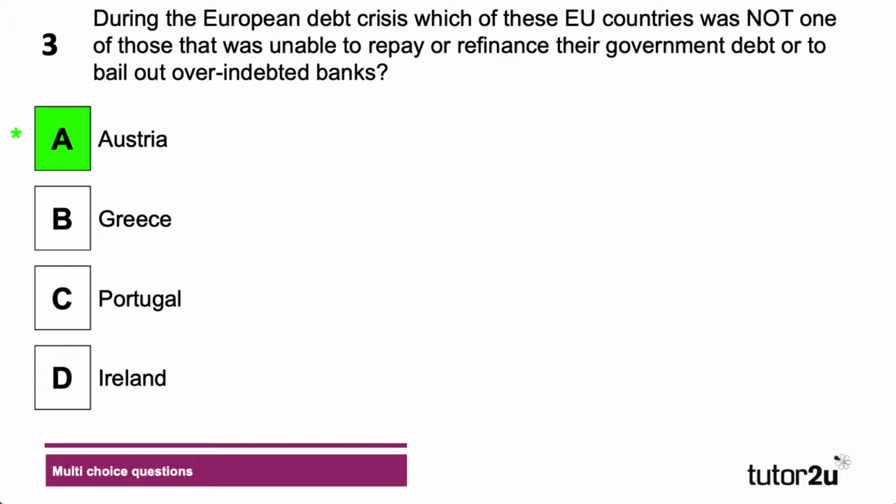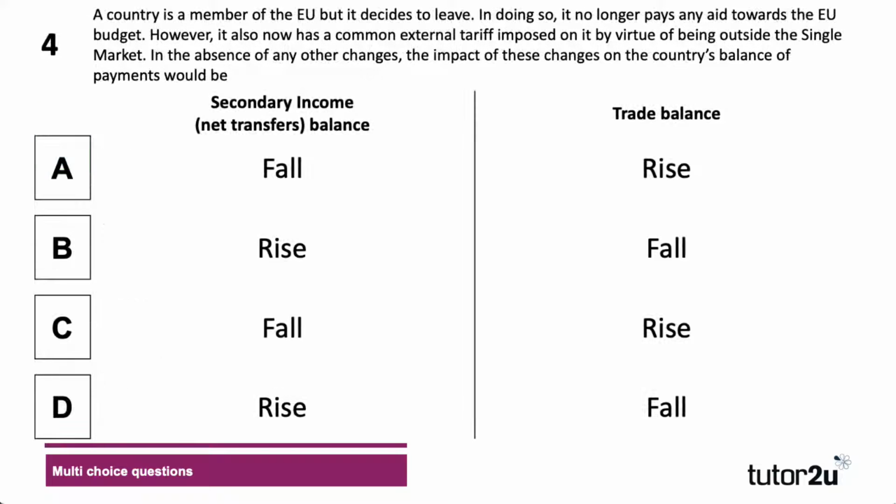And here's my final multiple choice question, just as a warm-up before I pass it over to Nicky. Take a look at this question. I'll read it out for you. A country is a member of the EU, but it decides to leave. Now, why would it do that? In doing so, it no longer pays any aid towards the EU budget. However, it also now has a common external tariff imposed on it by virtue of being outside the single market. In other words, everybody, Brexit.